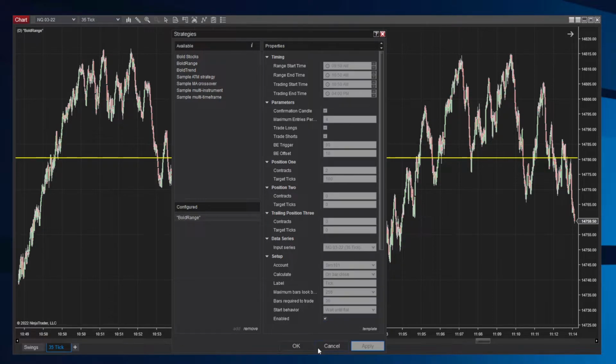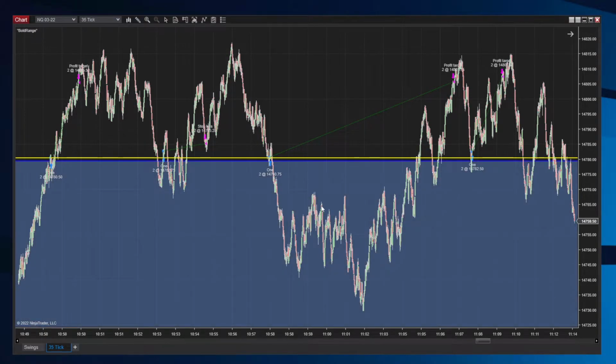This is the 35 tick that we're all pretty much used to, that we've been using a lot lately. So this is the 35 tick chart. My bold range is on. You can see it in the top left over here. And so let's talk about what we see on the chart. So this is the blue box, remember.